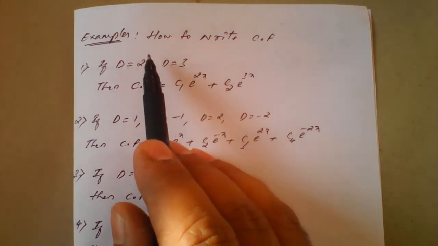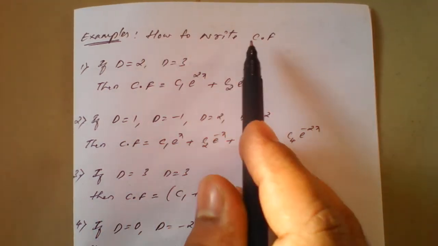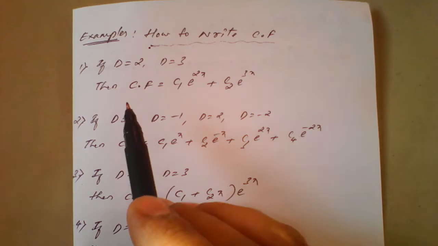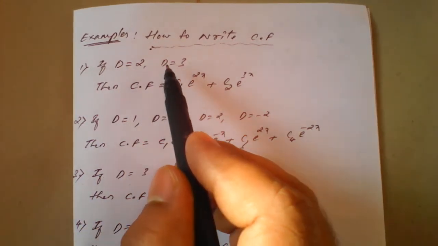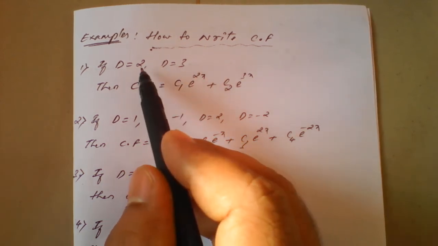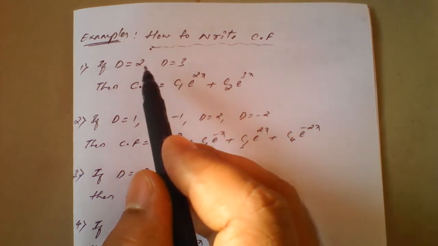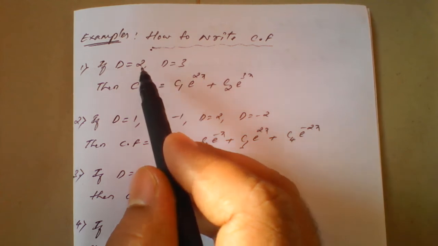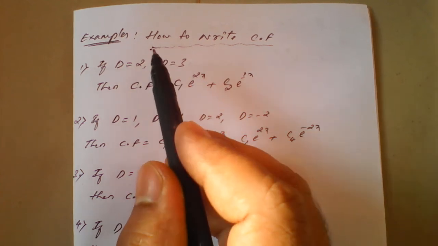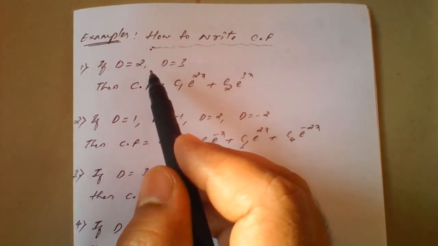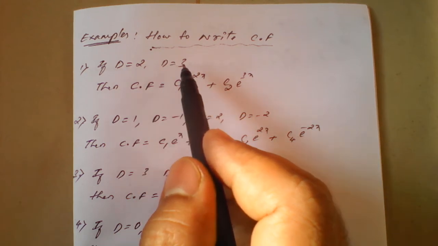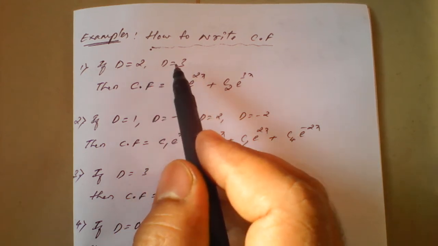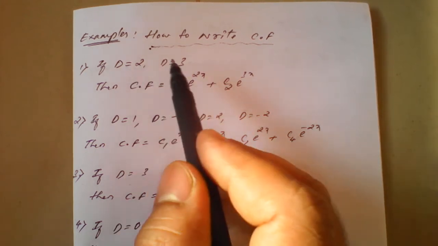Now I will take a few examples of how to write the CF. This is just practice here, so we'll see how to write CF. If D is equal to 2 and D is equal to 3, these are the two roots I have taken. But just observe whether they will be real and distinct, or real and same, or complex. Here they are not complex, and not same, so they are real and distinct. Distinct means different, so both the roots are different.